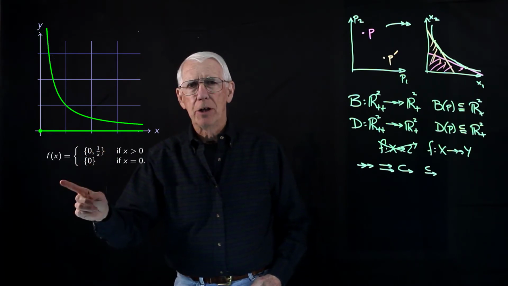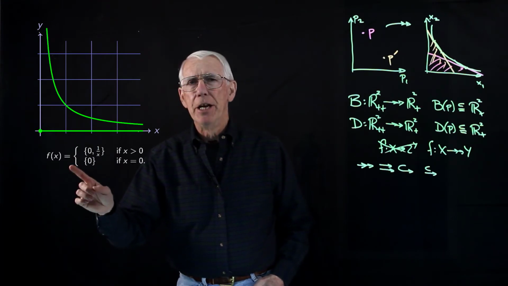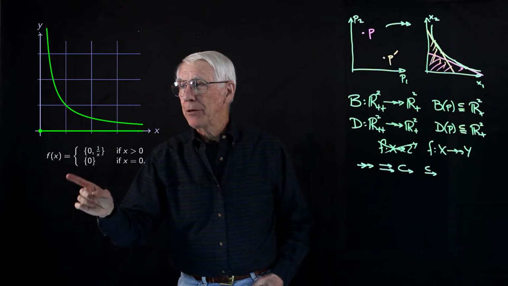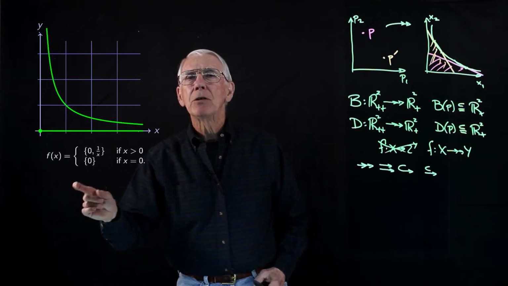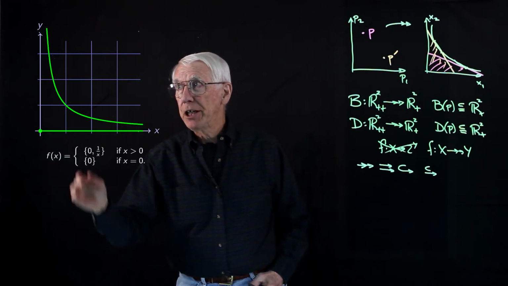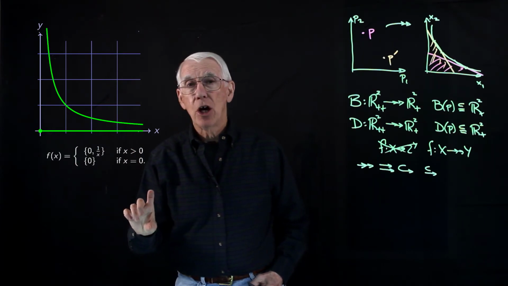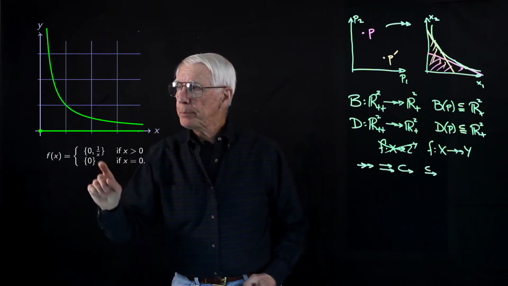By the way, I said this was the origin. That's not right. It's the number 0. It's not the origin. That was a mistake. It's picking out the number 0, the singleton set consisting of the number 0 on the y-axis in the target space, which is, in this case, r plus.